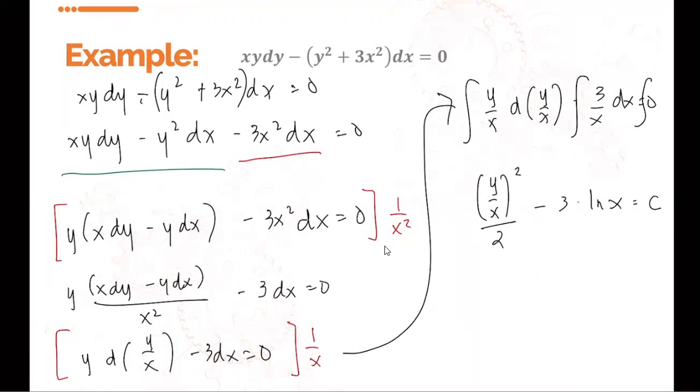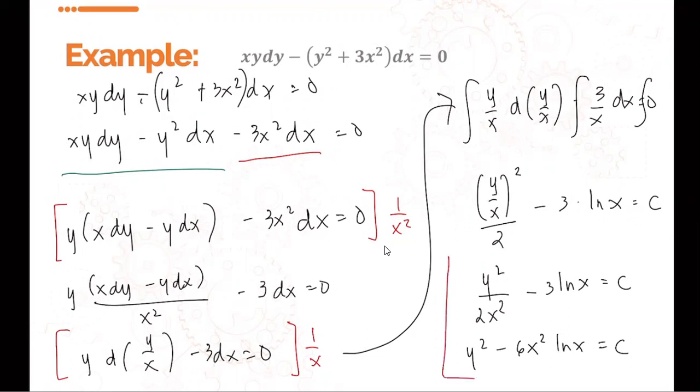So simplify natin. This will be y squared over 2x squared minus 3 ln x is equal to c. Okay? So pwedeng as is ng ganyan yan or multiply natin lahat by 2x squared. So we have y squared minus 6x squared ln x is equal to c. Okay? So that will be our final answer.